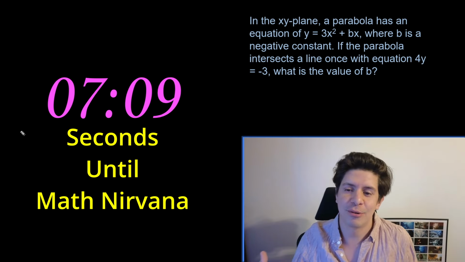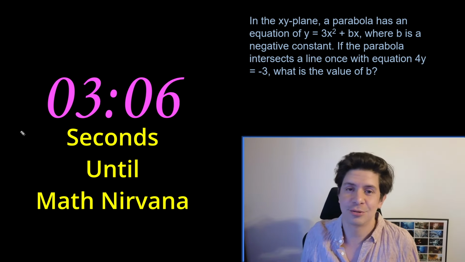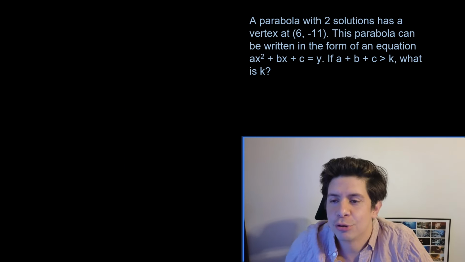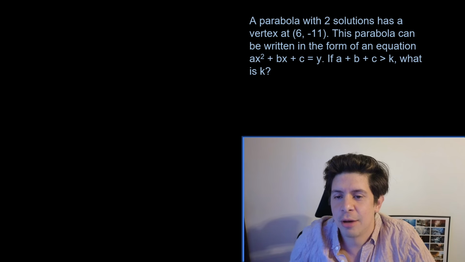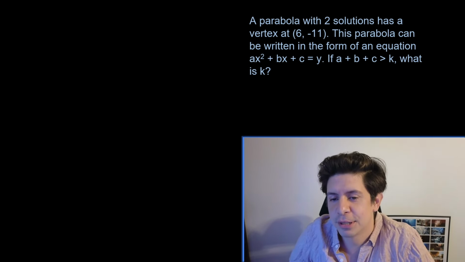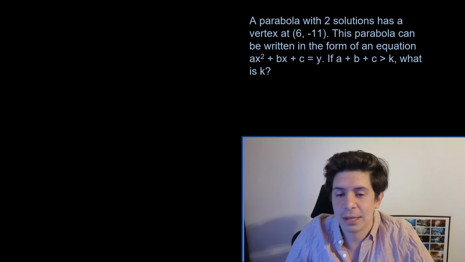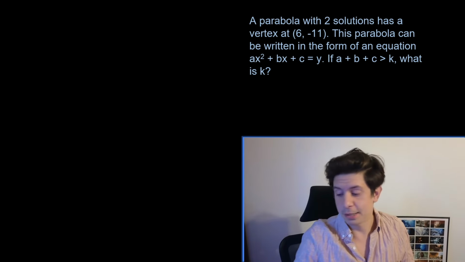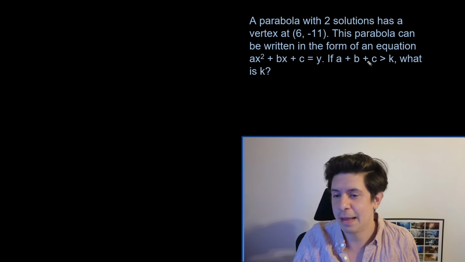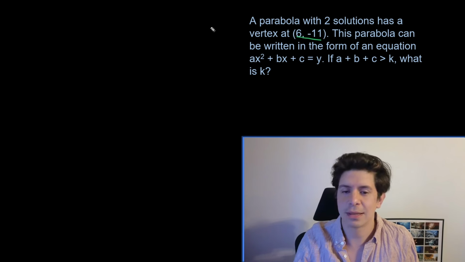So I'm going to show you that one in a second, and I'll show you two ways the College Board people might ask you this same question. So let's get started. A parabola with two solutions has a vertex at 6, negative 11. This parabola can be written in the form of an equation ax squared plus bx plus c equals y. If a plus b plus c is greater than k, what is k? Okay, so here we have no answer choices and we just have to go off finding what a plus b plus c could equal. Now we're given the vertex, so I'm going to write this in vertex form.